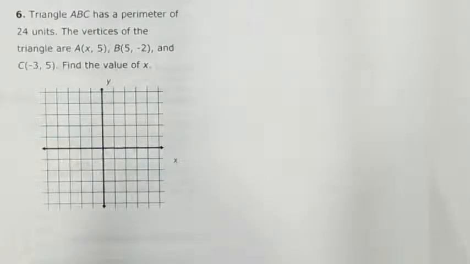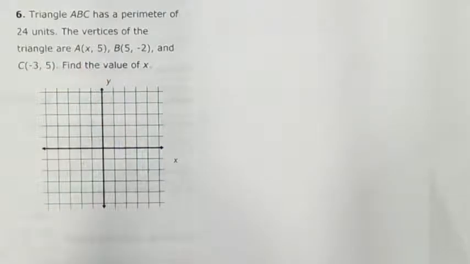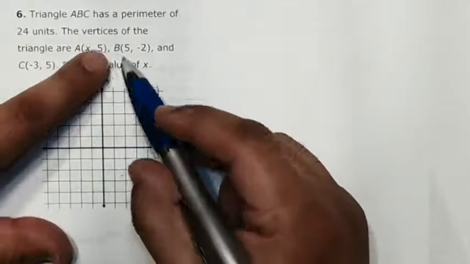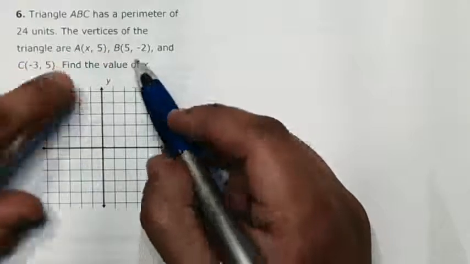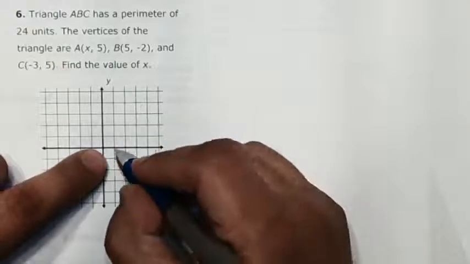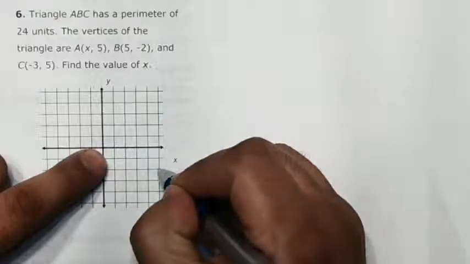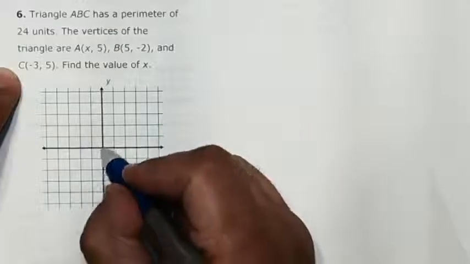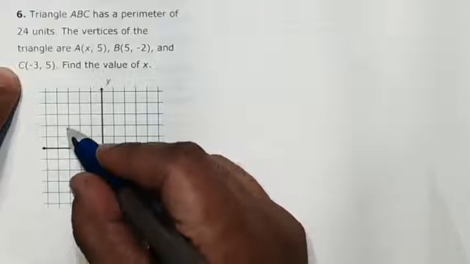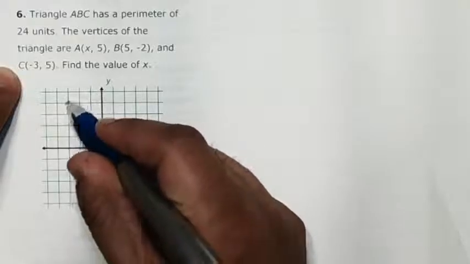Alright, now for number 6, the triangle ABC has a perimeter of 24 units. The vertices of the triangle are given here. We want to find the value of x. Alright, so what we have to do is go ahead and plot the coordinates that we know. Okay, so that would be B. C is going to be at -3, 5.